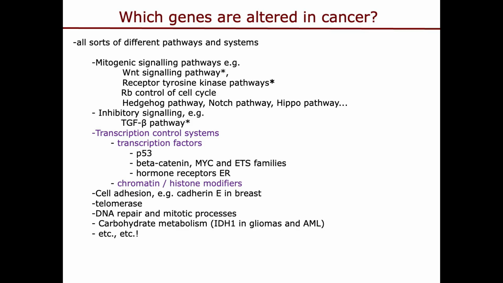Then transcription control systems also include the epigenetic modifiers which control the structure of chromatin. For example, the histone modifiers which add small groups like acetyl and methyl to histones and thereby regulate gene expression.